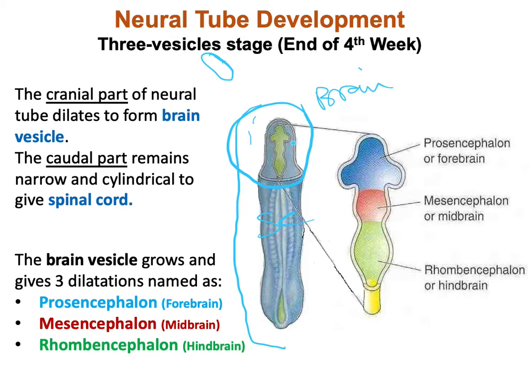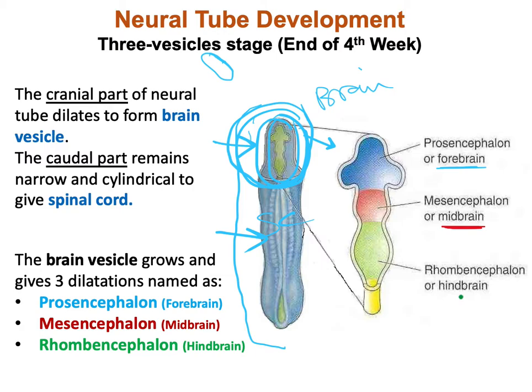So let us have a look at the brain vesicle, and zoom in on it. Here we call it the brain vesicle, and this is the part that gives the spinal cord. However, let us focus on the brain vesicle and maximize it. You will see that the brain vesicle, this area, gives three dilations, three vesicles. From superior to inferior, the first one would be the forebrain. Let me use these names now. And the middle one is the midbrain, and the inferior one is the hindbrain.